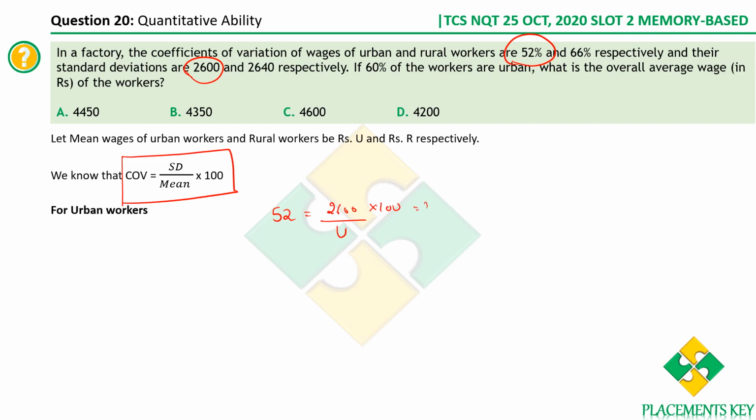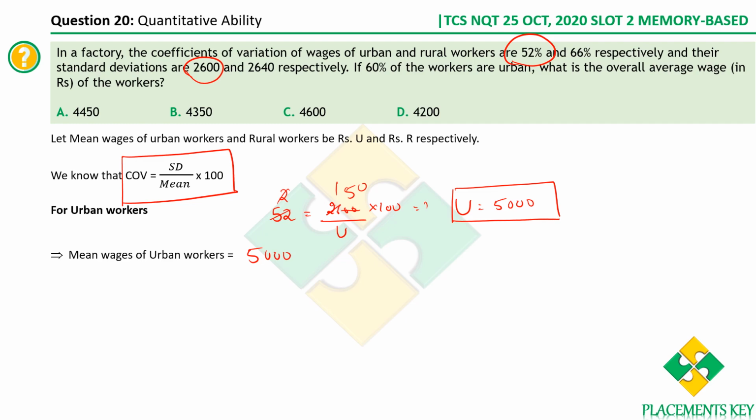So what do we get as the value? You get 26 ones are 26, 26 twos are 52, so 2 ones are 2, 2 50s. Therefore you get the value of U as 50 into 100, that is 5000. Therefore the mean wage of urban workers is rupees 5000. I'm writing that value here. Similarly, let's do it for rural workers.